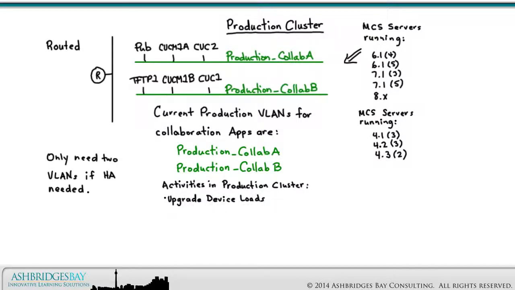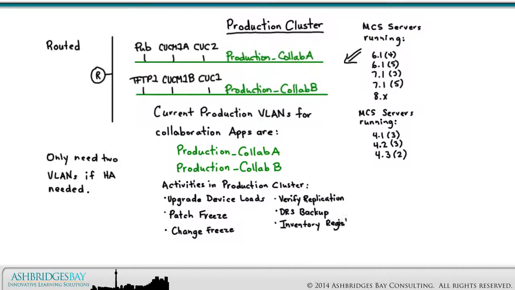The activities in our production cluster are: upgrade device loads to the target 9.1.2 loads. Cisco recommends upgrading device loads before upgrading the cluster. Patch freeze before installing the Builds cluster. Change freeze before migration of the production cluster configuration to the Builds cluster. Verify replication. It's unlikely that you'll have issues with replication, but it only takes a few seconds to verify, so we'll do it frequently. DRS backup to migrate the production cluster configuration to the Builds cluster. Inventory registered devices before cutover, and shut down.